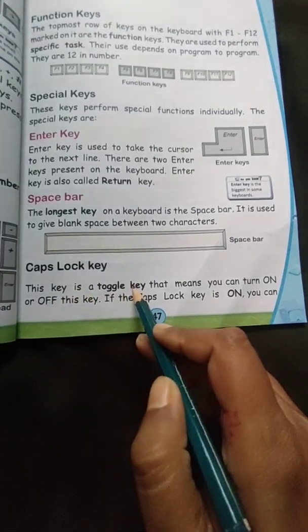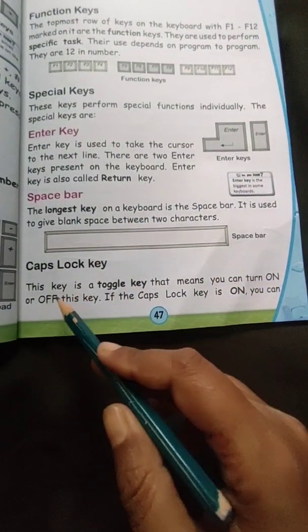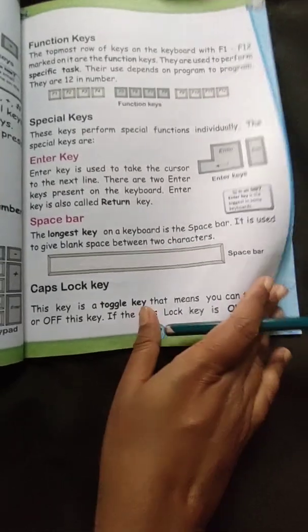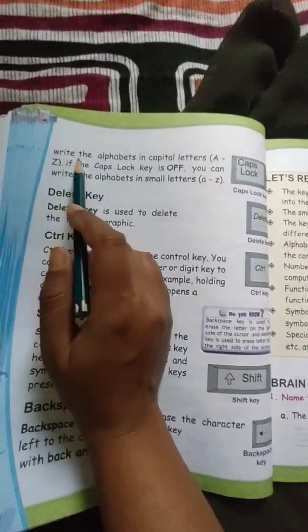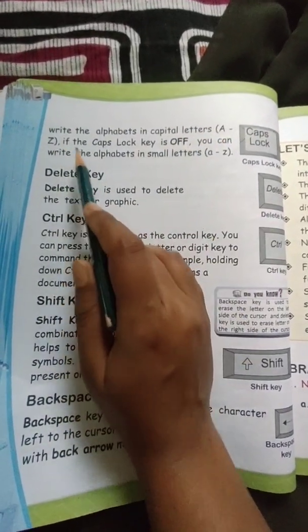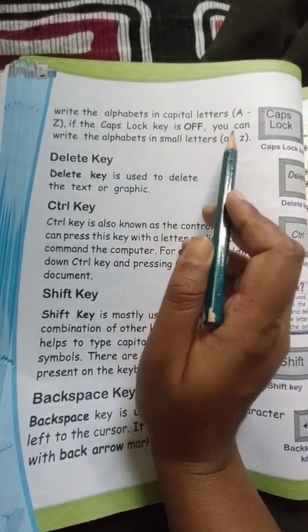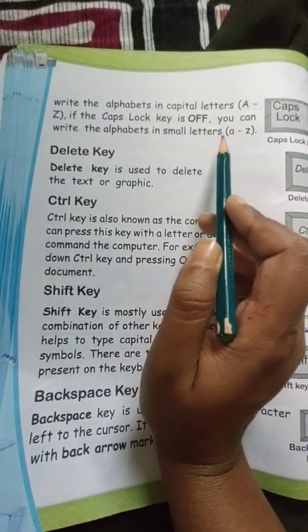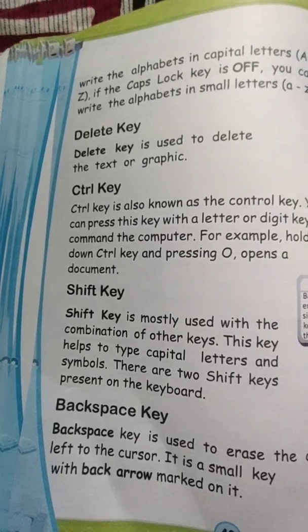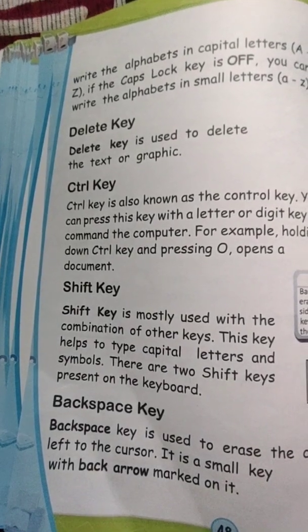Caps lock key. This key is a toggle key. That means you can turn this key on or off. If the caps lock key is on, you can write the alphabet in capital letters. If the caps lock key is off, you can write the alphabets in small letters. So children, the caps lock key is a toggle key. You can turn it on or off.